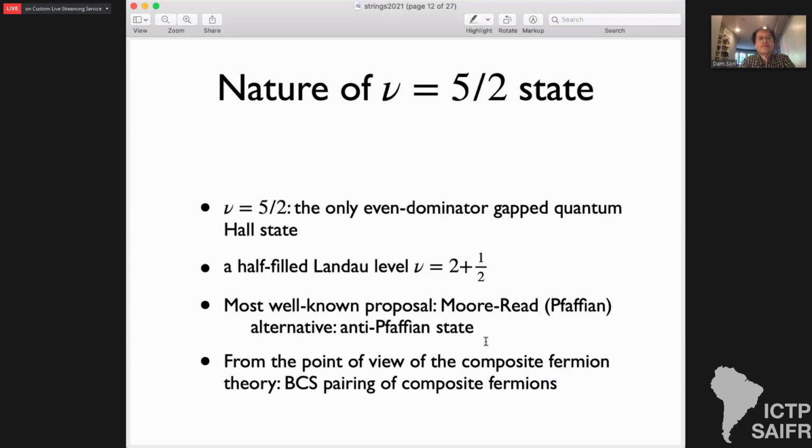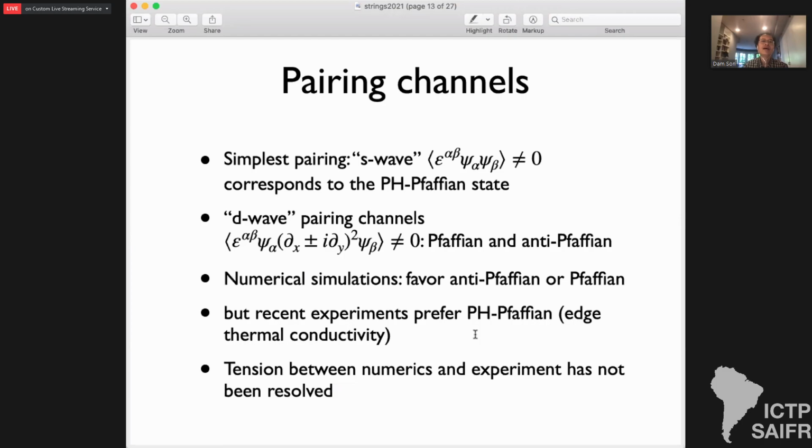From the point of view of the theory of composite fermions, these states arise as a BCS pair state of the composite fermions. So here is how they are realized. The simplest pairing between the composite fermions has this tensorial structure. Roughly speaking, it's an s-wave pairing between fermions.